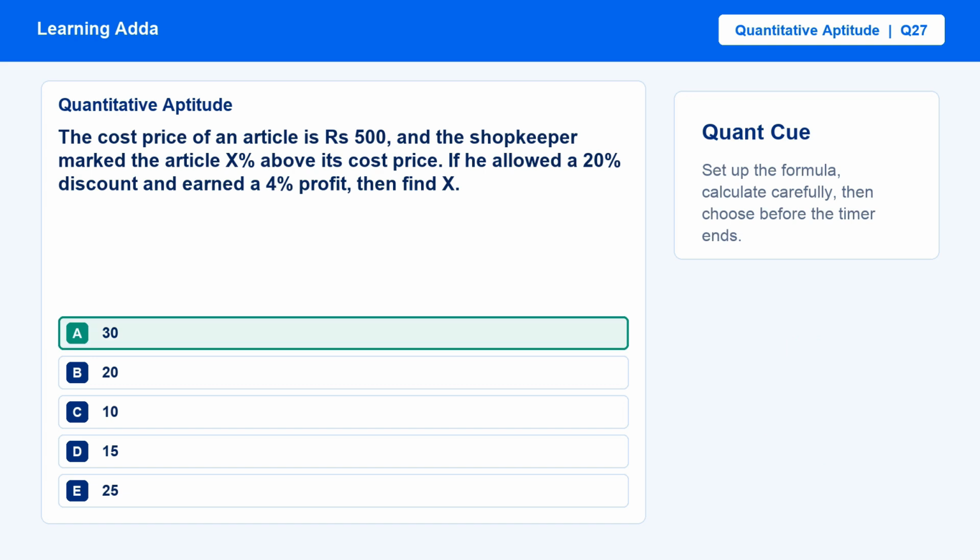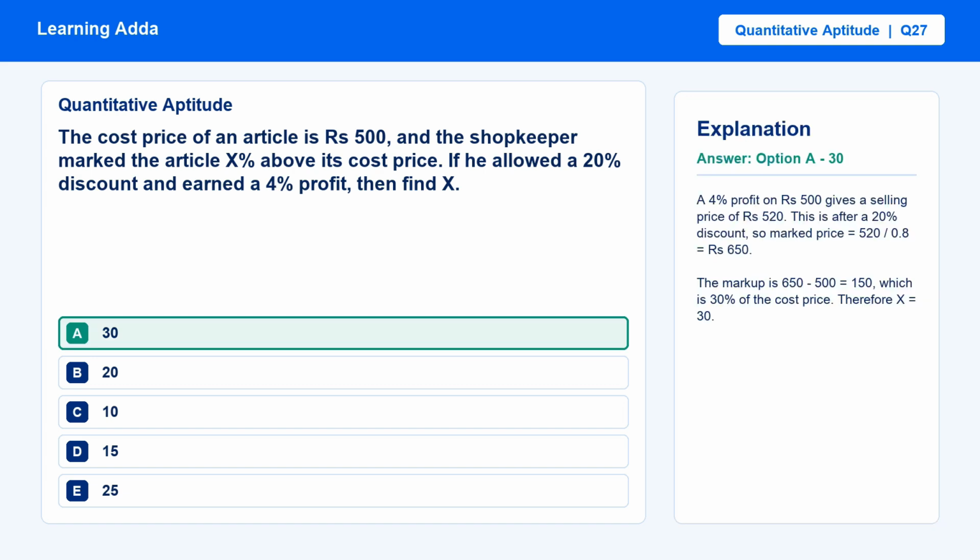The answer is option A, 30. A 4% profit on rupees 500 gives a selling price of rupees 520. This is after a 20% discount, so marked price is equal to 520/0.8, which is equal to rupees 650. The markup is 650 minus 500 equals 150, which is 30% of the cost price. Therefore, X is equal to 30.